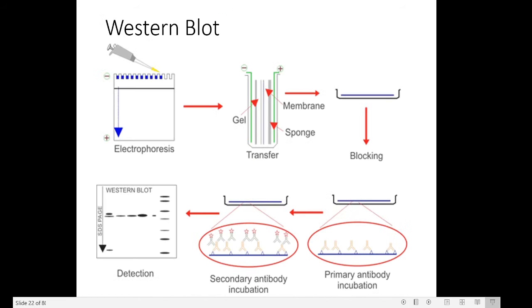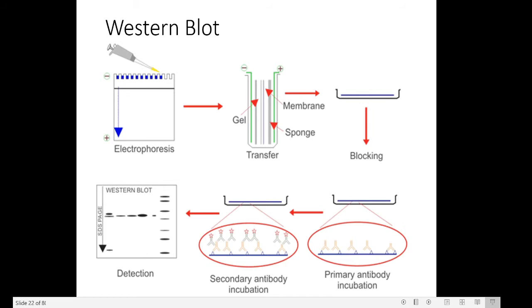Okay, next, apart from the radioactivity method, another one is Western blotting. In Western blotting, we have sequential steps. First, we do the electrophoresis with the gel. Then we do the membrane transfer.